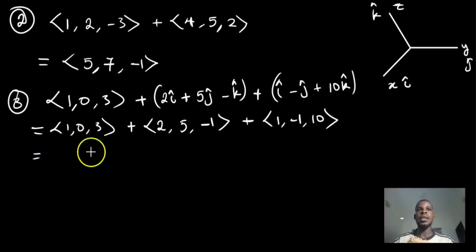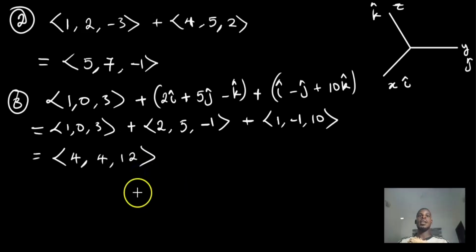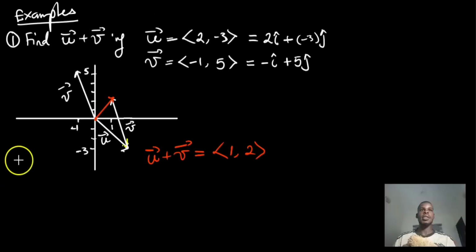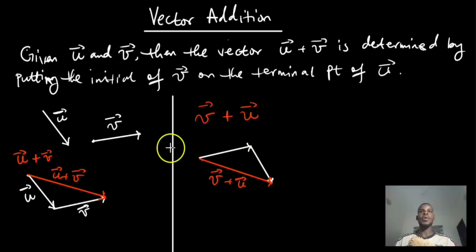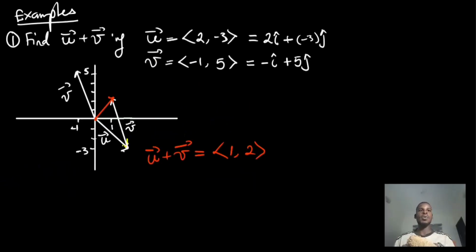Then the coefficient of i there is 1, the coefficient of j is negative 1, and the coefficient of k is 10. Okay, so with that, we remember adding corresponding entries. So we have 1 plus 2 plus 1, that's 4. Corresponding entry 0 plus 5 minus 1, that's 4. Then lastly, 3 minus 1, that's 2. 2 plus 10, that's 12. So this is the vector we get, right? I hope that wasn't too bad for us. We've been able to do vector addition.